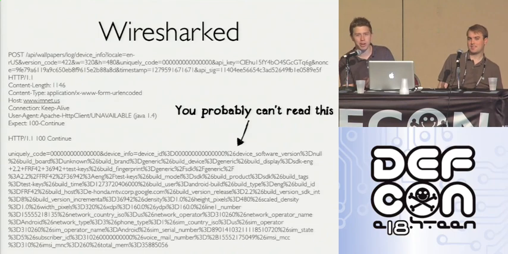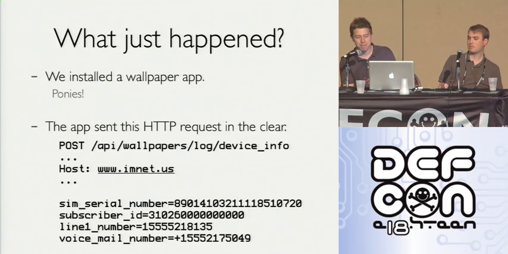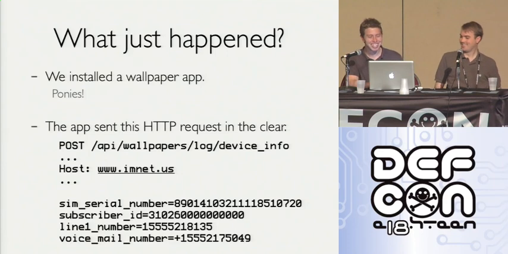Okay, so good friend Wireshark, and none of you can read this, but this is what happened. We installed the wallpaper app, ponies. Then we saw this HTTP request in the clear being sent to a server: my SIM serial number, my subscriber ID, my phone number, and my voicemail number. In the clear. Wait, why do they need my voicemail number? Oh, and the interesting thing is, on some Android phones, you can actually insert your password into the default voicemail number. You know, pause 1337. That's not my actual voicemail number. Yeah, I'll change it after this talk.